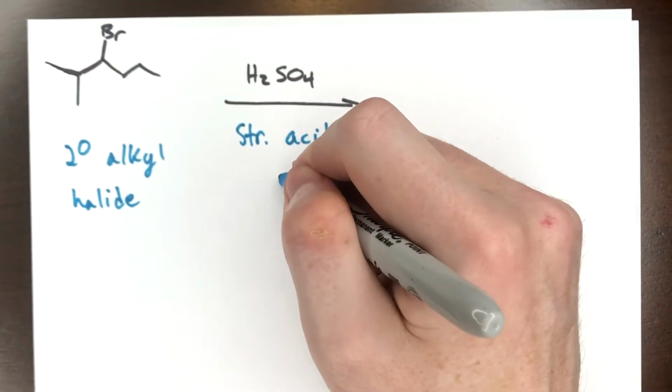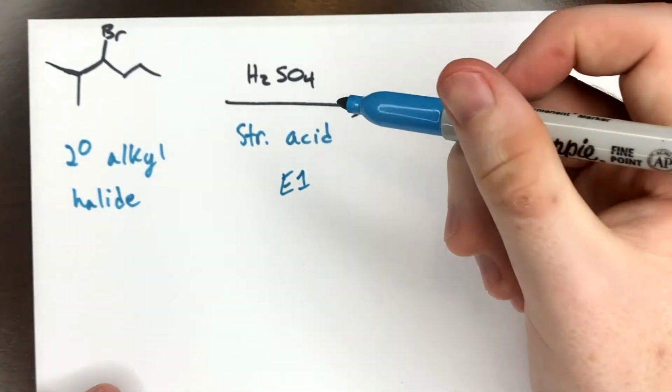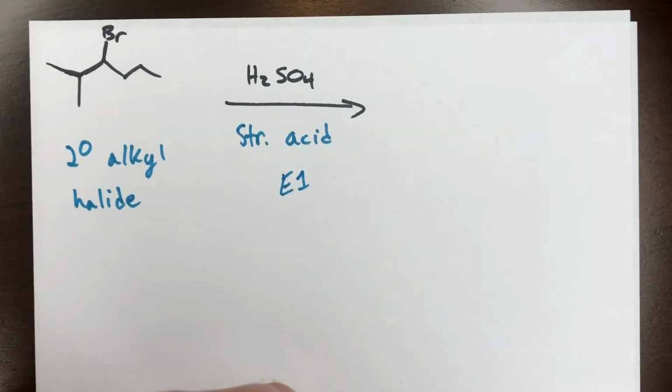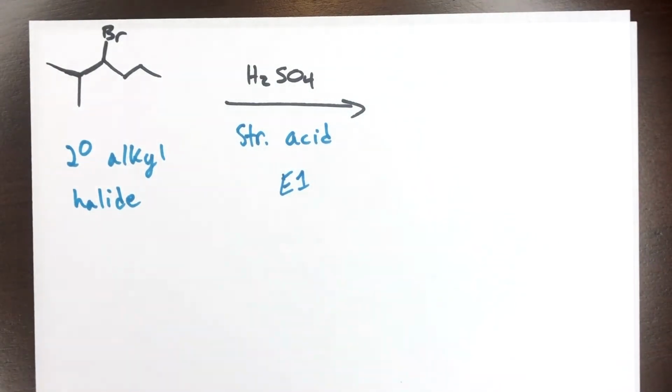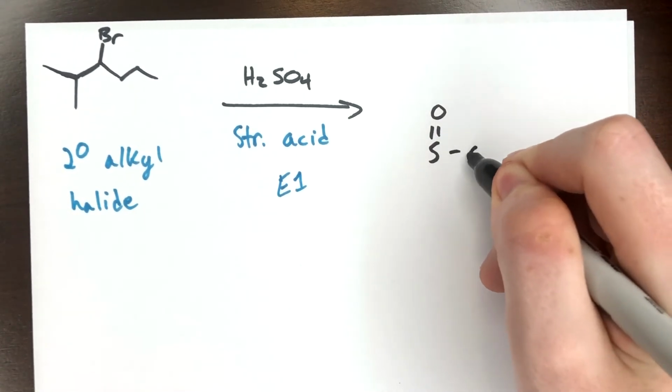So this is going to favor E1. This is a special case in which you have an acid that is non-nucleophilic, and this is due to the size of the acid. So I'll draw the structure for you to illustrate this point.